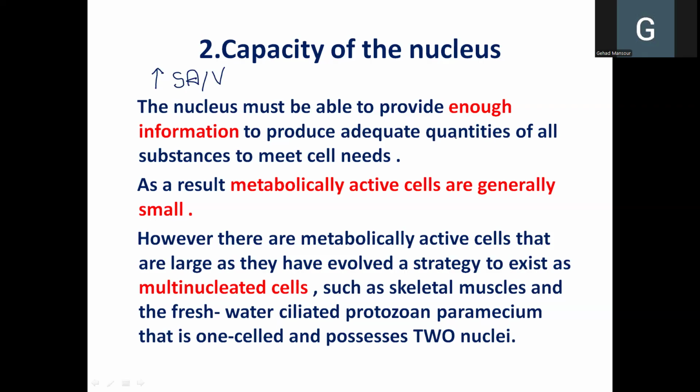Metabolically active cells like liver cells, for example, are small cells. And sometimes metabolically active cells, like the muscles, for example, are large. They have to be large because a muscle fiber has to be elongated in order to be proportionate with the distance between the origin of the muscle and the insertion of the muscle.